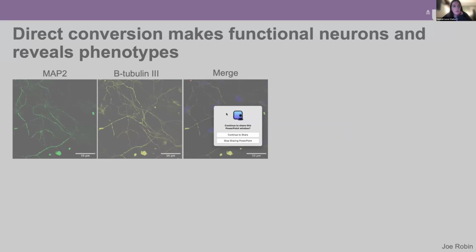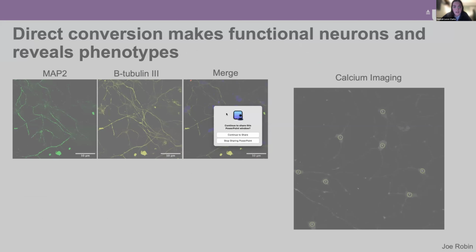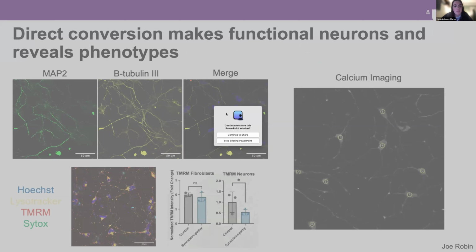So what we've done so far is we've optimized the direct conversion protocol so we can make good neurons from these. So this is neurons in the dish that are MAP2 positive, and they all seem to fire, which is quite nice, and they have very functional networks, which is great. And interestingly, we found that if we do the multiplex imaging, we see different phenotypes in the fibroblasts and in the neurons.